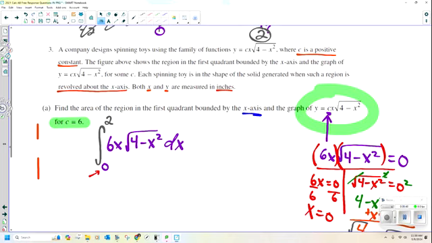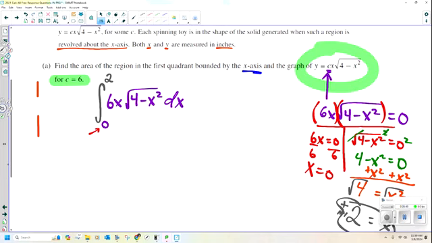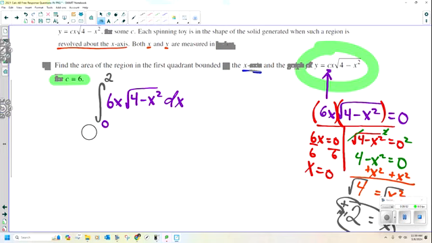So I said I was concerned about two things. The first are the bounds. That's settled. Okay, next, I'm going to simplify what I'm integrating here. Let's start by taking the 6, it's a constant, and moving it outside. So it's 6 times my integral.